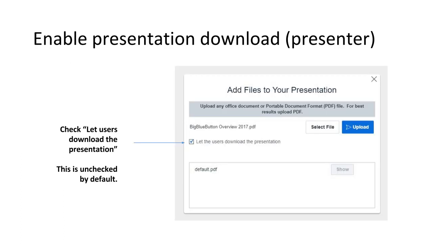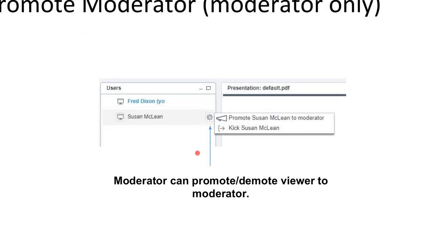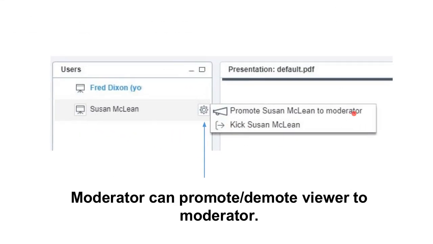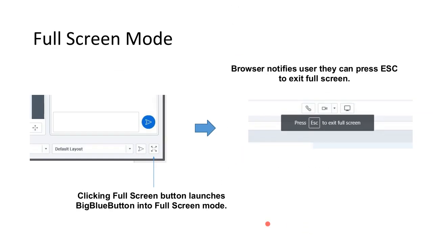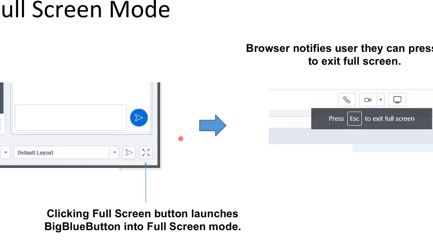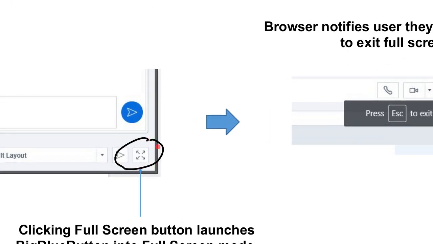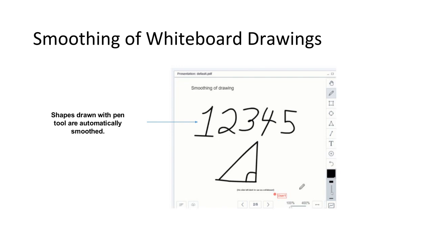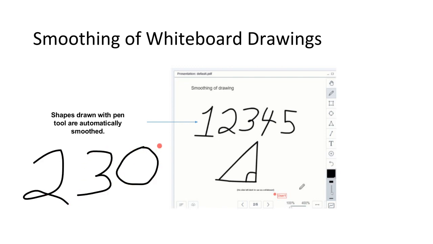Some of the features we also added in the latest release: we now can let students download a presentation. You have the option of enabling download when you upload a presentation. You can promote a student to moderator if you want, and demote them back afterwards. There's a full screen mode, so there's a full screen button in the lower hand corner if you want to have BigBlueButton take up the full screen. And there's some smoothing now of the whiteboard. So if I draw here, you might see some subtle smoothing. We made it very subtle, but there is some smoothing going on as the instructor draws.